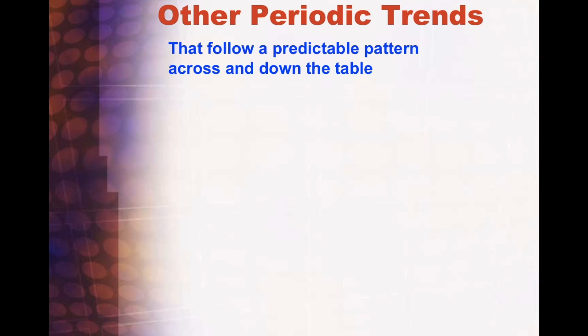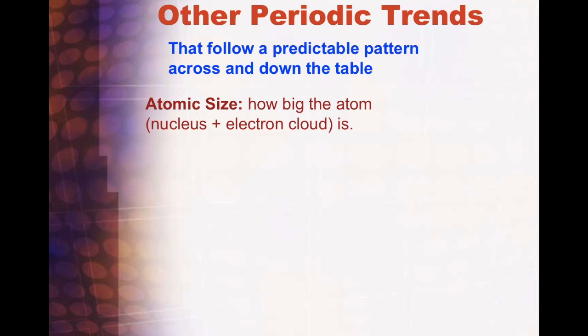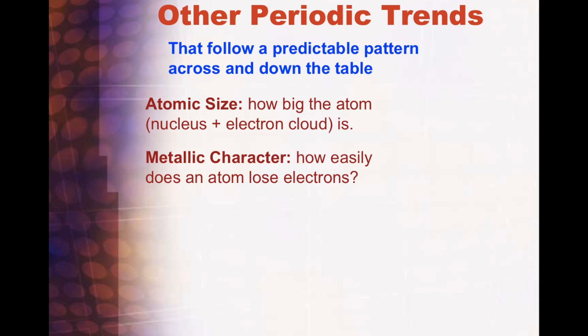All right, now that we went through the general trends of the periodic table, we're going to talk about other patterns that we can see across and down the periodic table. The first thing we're going to talk about is atomic size, which changes across and down the table. By atomic size, we mean the diameter of the atom, including both the nucleus and the electron cloud. Now, the nucleus takes up a tiny bit of space, so most of the atomic size is how big the electron cloud is.